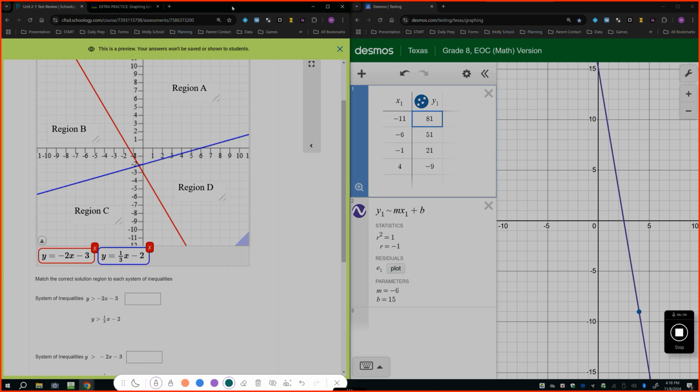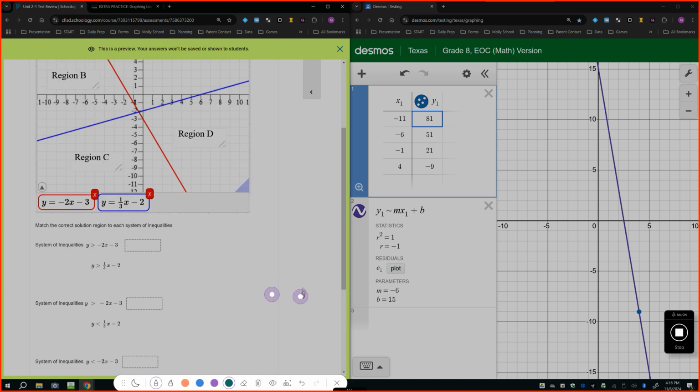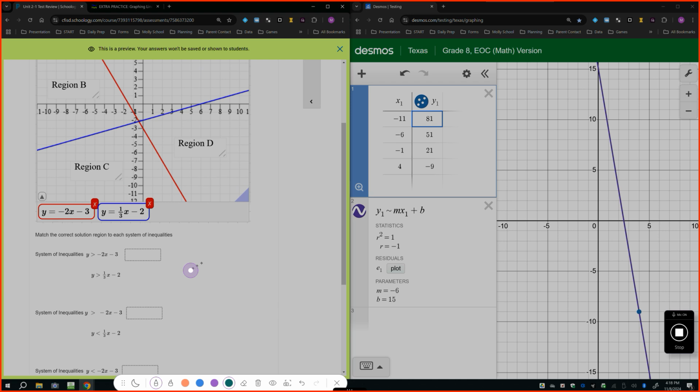Let's look at the next one. So the next one says it's greater than the red line and less than the blue line. So again, it's above the red and below the blue.